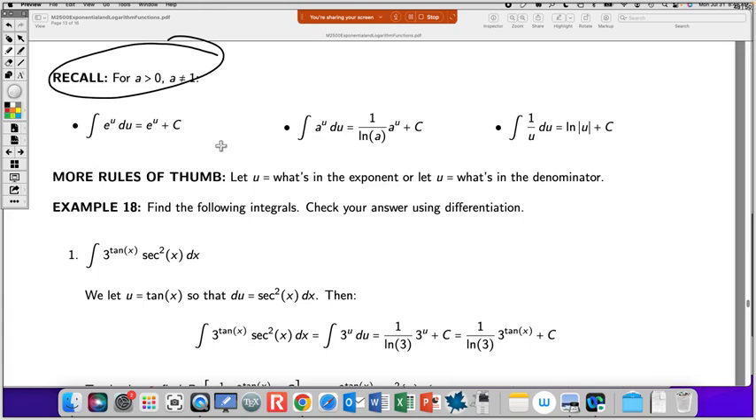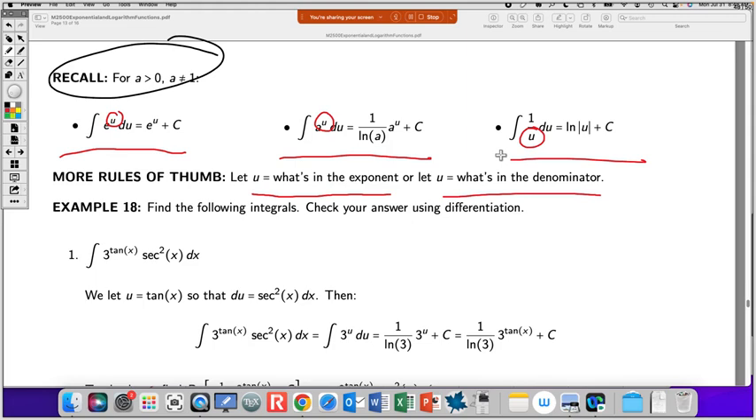The other way exponentials and logs can show up in integrals is by reversing the derivative formulas that we have for them. And so if you look at where the u is in these formulas, that gives us a couple more rules of thumb. Let u be what's in the exponent, or let u be what's in the denominator. Does that make sense or not? So these are two to three new formulas here.